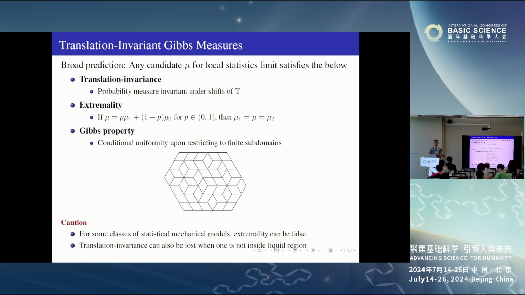The first is translation invariance, which simply means that if I apply translation to it, it does not change. It's invariant under shifts of the lattice. The second is extremality, which means that I cannot break it up into two non-trivial components. And the third is the Gibbs property.